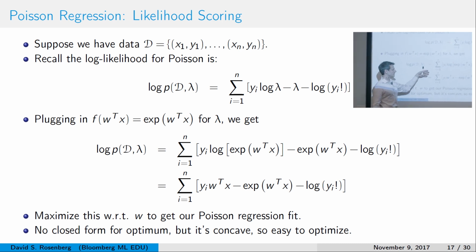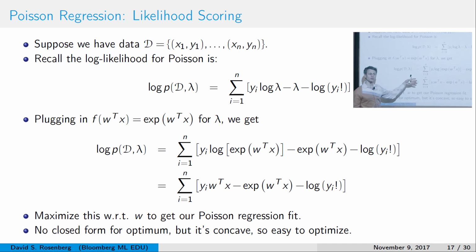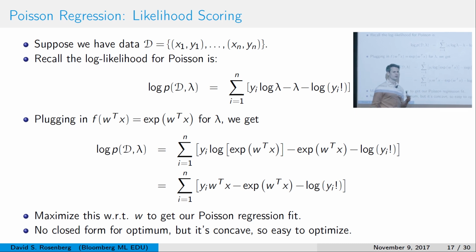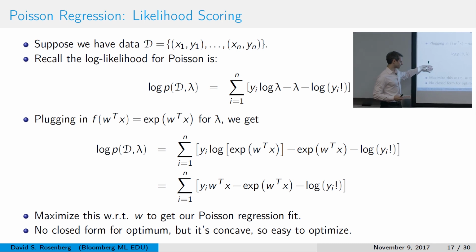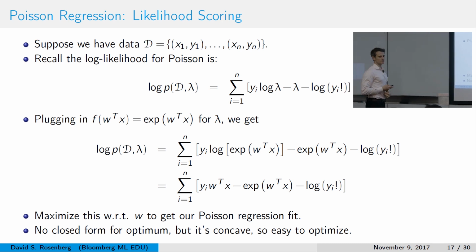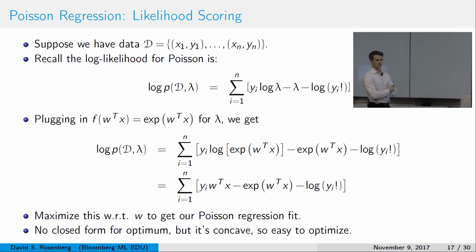So now there's no more lambda here. Now what things depend on is w. w determines the mapping from x all the way to the parameter lambda. We can work it out, and you can maximize this expression with respect to w. Turns out it's concave. It's straightforward to optimize. And there you have maximum likelihood for Poisson. Any questions on Poisson?